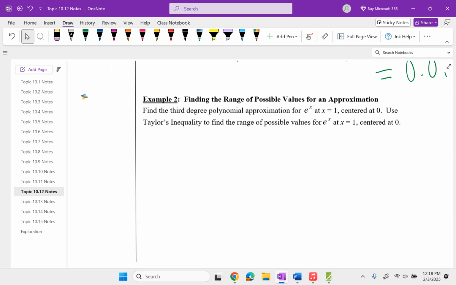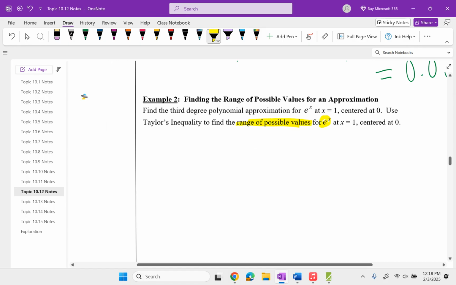This time, they're asking me to find a range of possible values. So they want an inequality that's going to estimate what e is, what's surrounding e, okay? We're supposed to be finding 2 things. So first thing we're supposed to find is the third degree Taylor polynomial for e to the x at x equals 1 centered at 0.